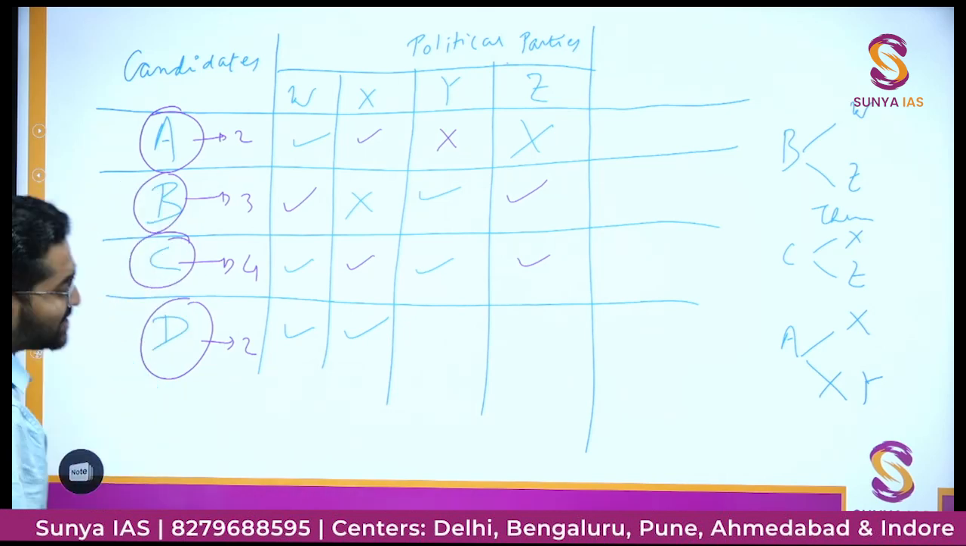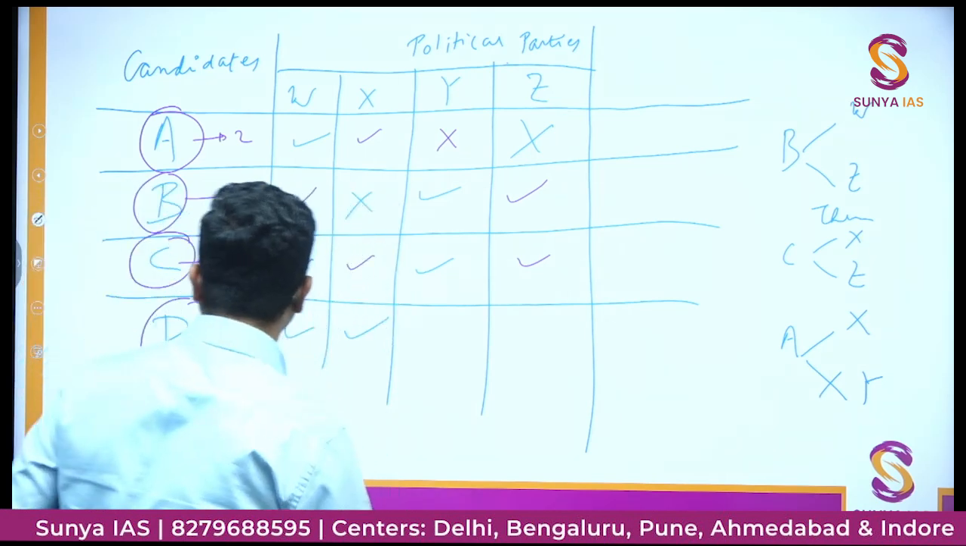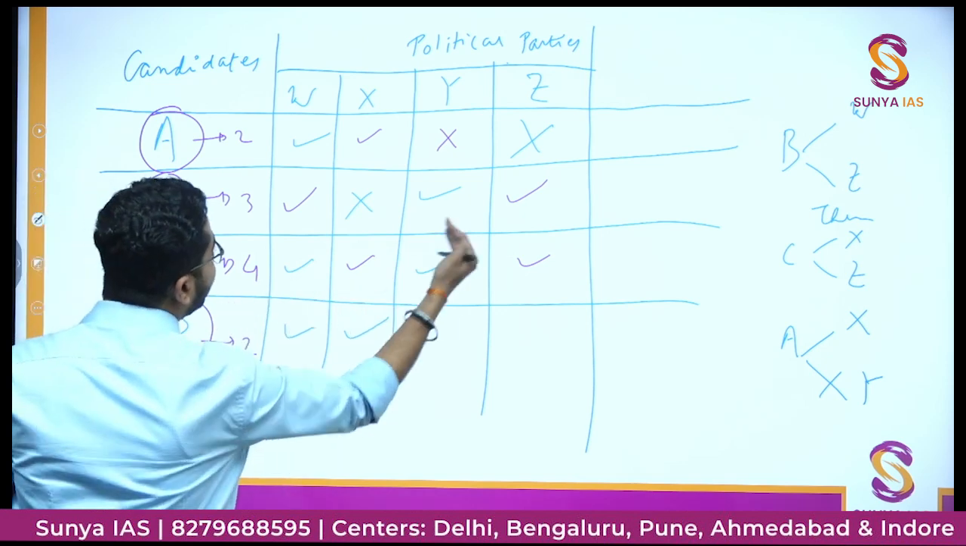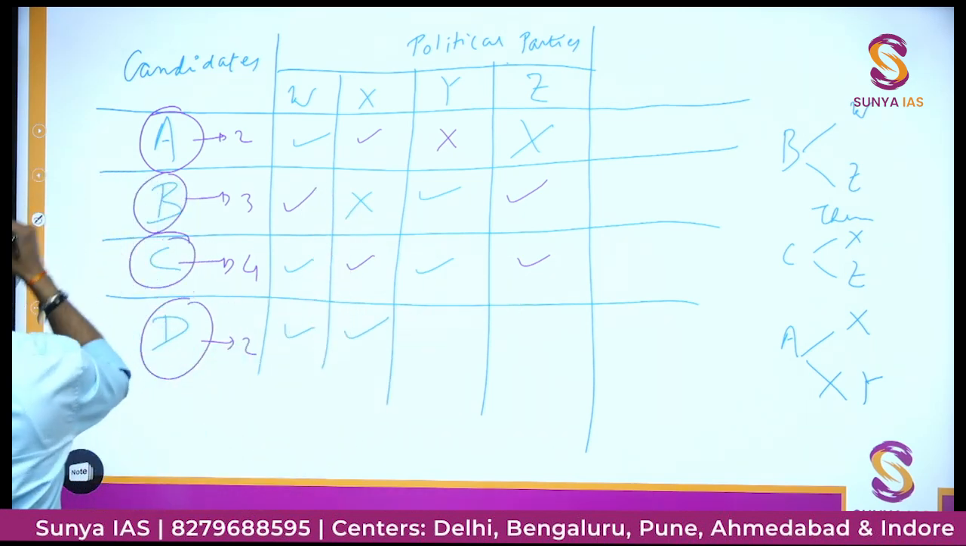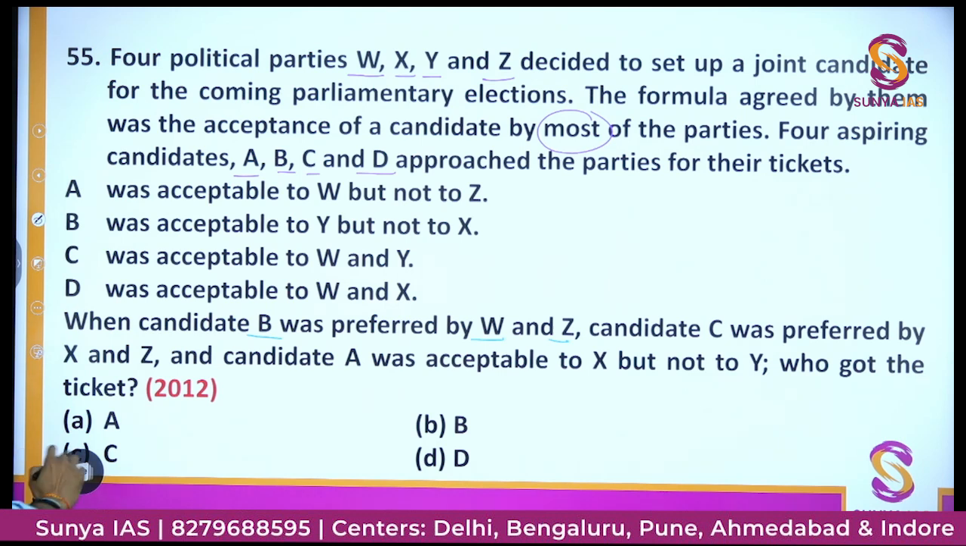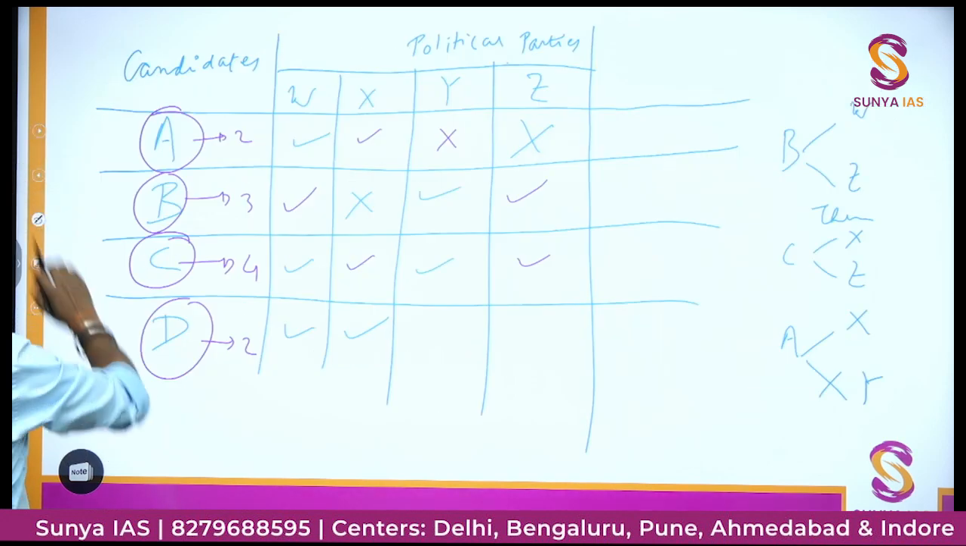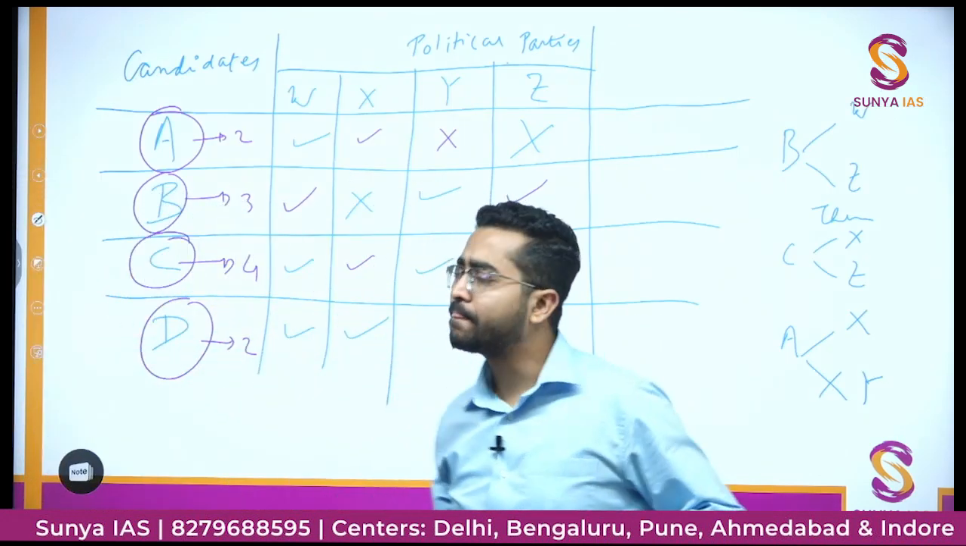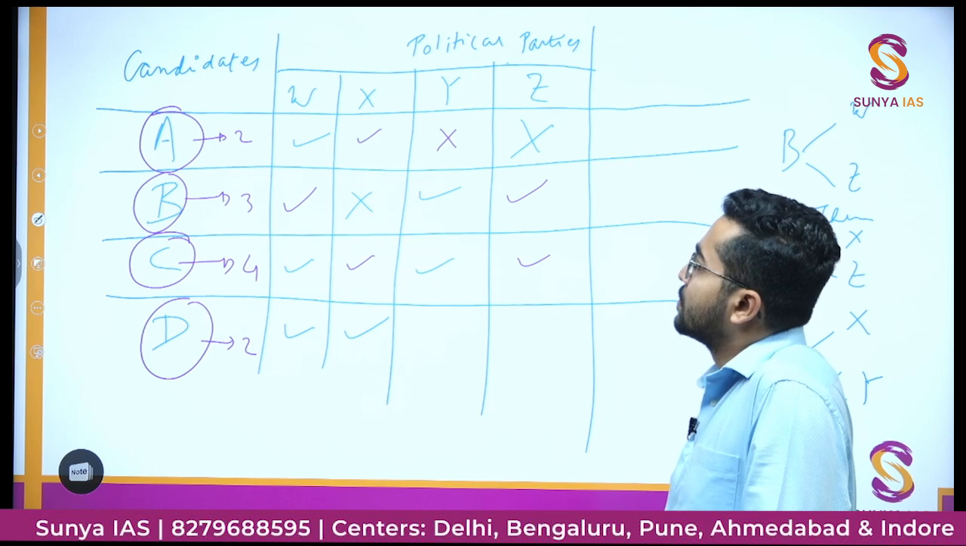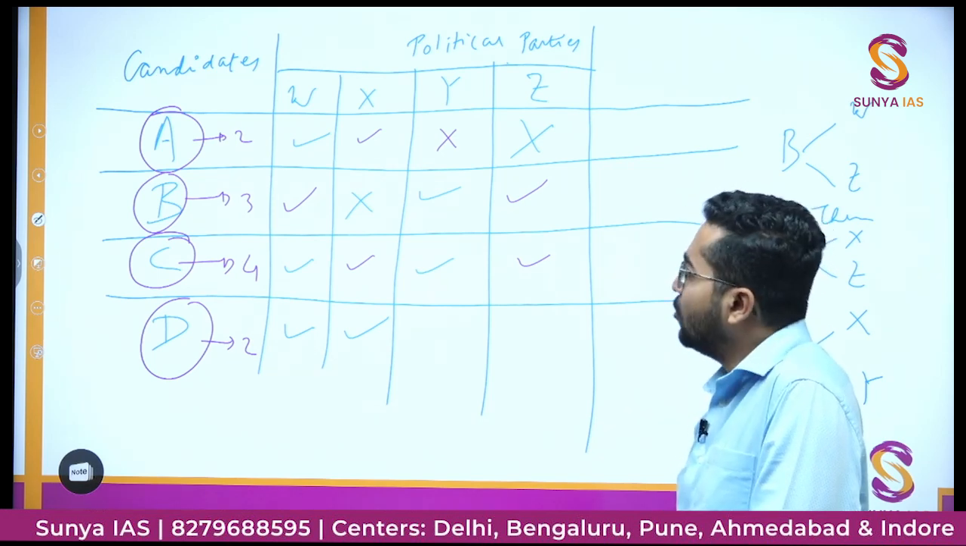So, which candidate will get the ticket? Obviously C, because it is getting the support of all 4 political parties. So, answer will be option C. Okay, so who got the ticket? Option C, that is C will get the ticket. Any doubt in this question? I don't think there is any room for any doubt.